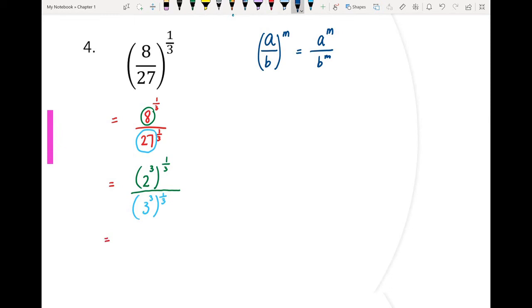and over here, before I continue, you will see this pattern in one of our rules of indices where I have bracket a power m and then the power outside is n. This one will give me a power mn. So applying this rule, I'm going to get 3 multiplied by 1 over 3 will give me 1, so 2 power 1. Divide with, over here, I can still apply the same rule. So this will give me 3 power 1. And last step, anything raised to the power of 1, I will get back the original form, that is 2 over 3.